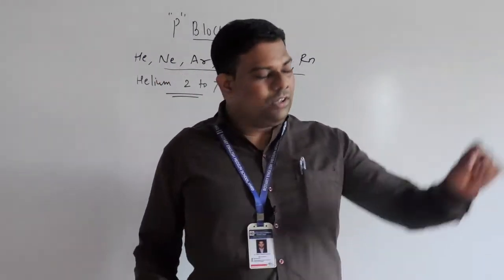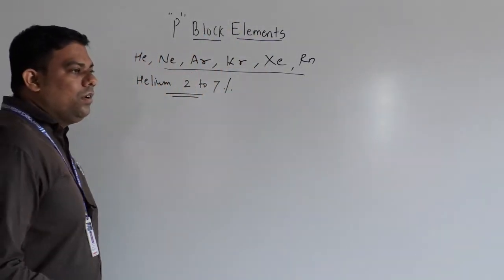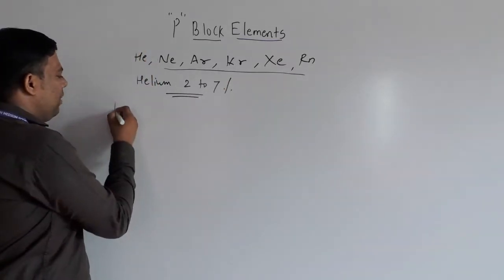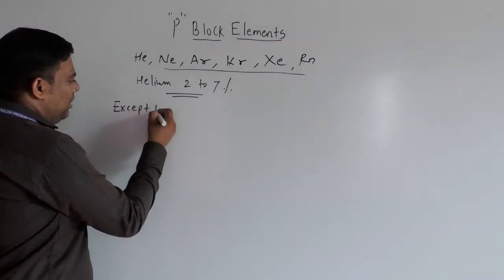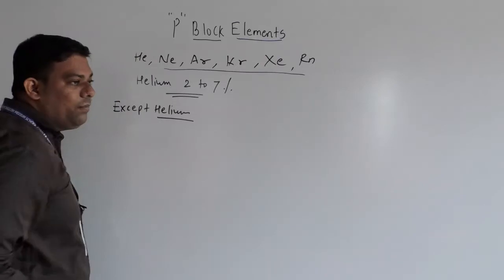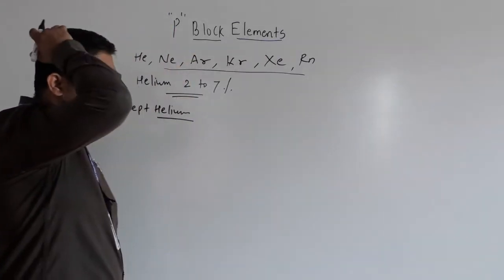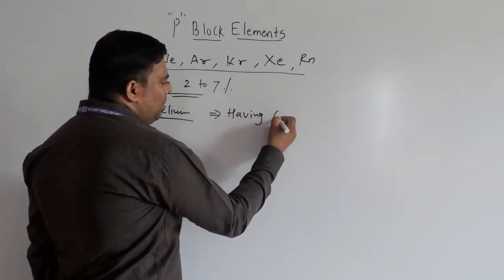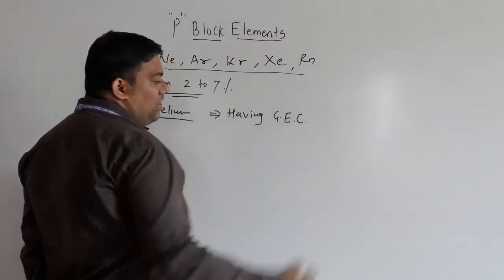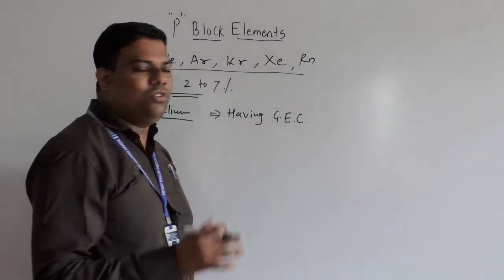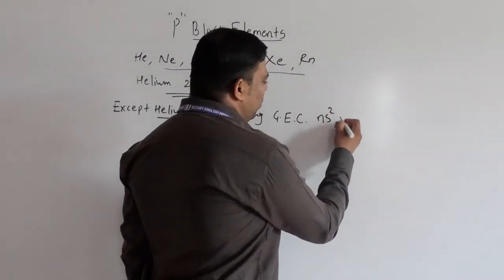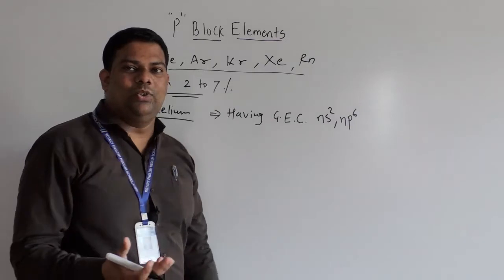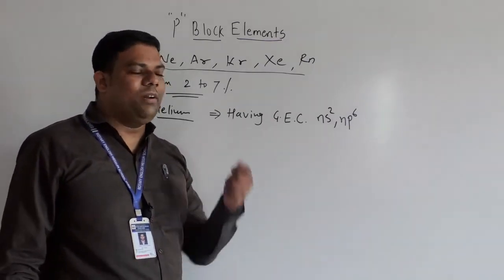Now you must know this: except helium, the other members of this family have the general outermost electronic configuration ns2np6. For helium it is ns2 only, because it has only one shell and atomic number 2.